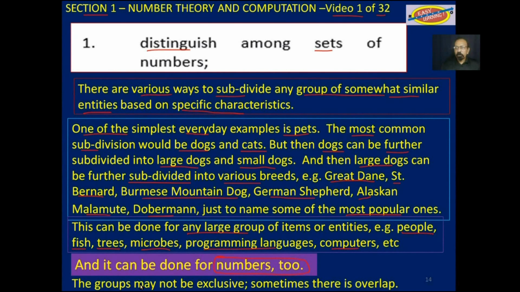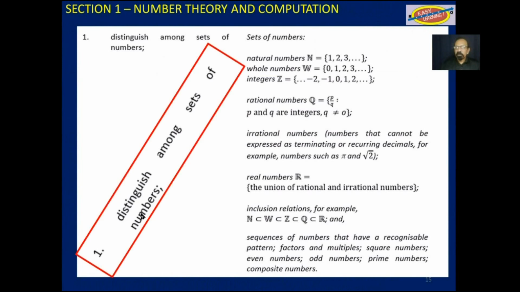Now, the groups may not be exclusive. Sometimes there would be overlap. This is a print screen from the syllabus, which is objective 1, distinguish among sets of numbers. And we will be talking about natural numbers N, whole numbers W, integers Z, rational numbers Q, and then we'll be talking about irrational numbers, that would be I, not listed here. And then we'll be talking about real numbers, which comprise everything you see here.